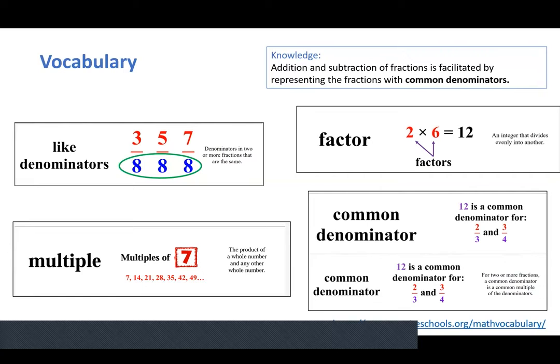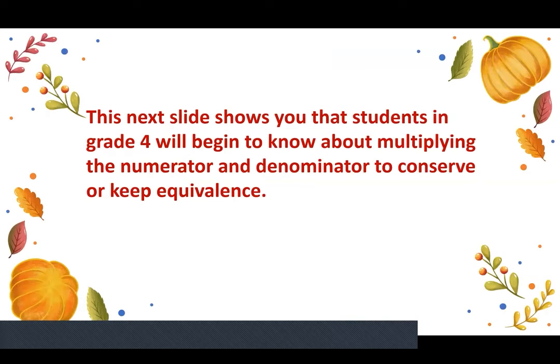And it doesn't say multiples in any of the statements, it says it in one place, but they start multiples in grade 4, and I'm going to show you another method that's not necessarily mentioned there by looking at finding common denominators through multiples, and then we've got our common denominator here. The next slide shows you that students in grade 4 will begin to know about multiplying the numerator and denominator to conserve or keep equivalence. So the students in grade 4, they're not your students, but coming already, the students with the new curriculum will already come having some sense of multiplying the numerator and denominator because of equivalency.